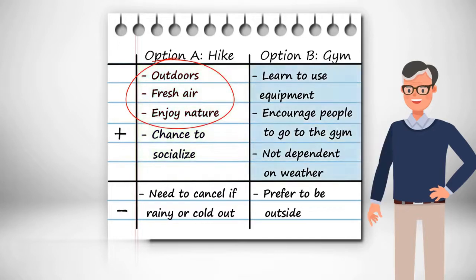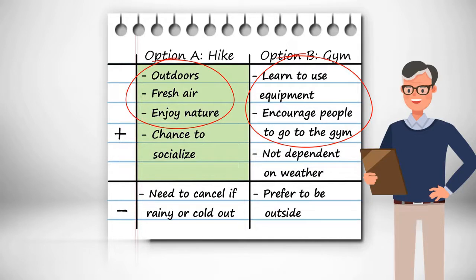In terms of advantages for the gym option, I think these first points are closely related. I'll draw a circle around them. Overall, I think the advantages for the gym option are stronger than the ones for hiking in the park. Even though I thought the hike sounded better at first, I now see that I could probably write a stronger response in support of the gym option.